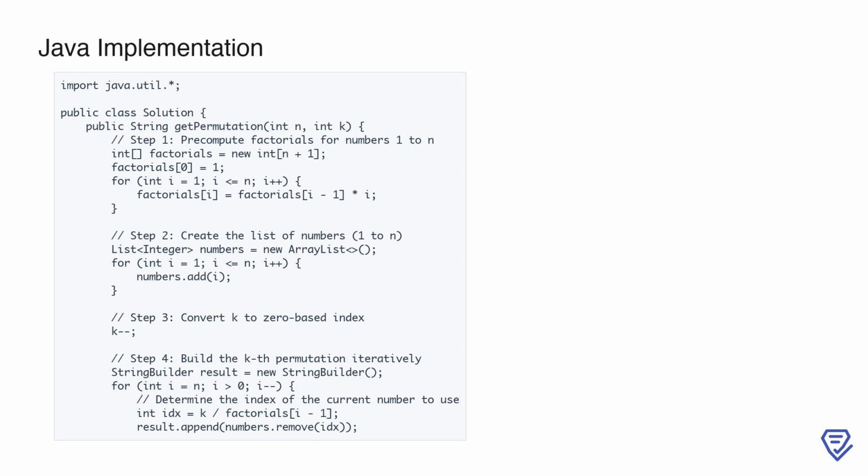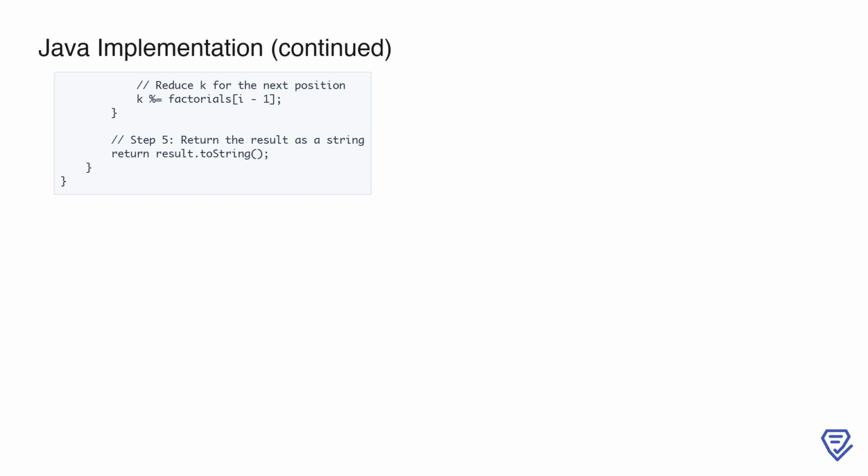For each position in the permutation, we determine the index of the current number by dividing k by the factorial of the remaining digits, and then append that number to the result while simultaneously removing it from the list of available numbers. After determining the index and appending the selected number to the result, we update k to reflect its position within the smaller subset of permutations. This is done by taking the remainder of k divided by the factorial of the remaining digits.